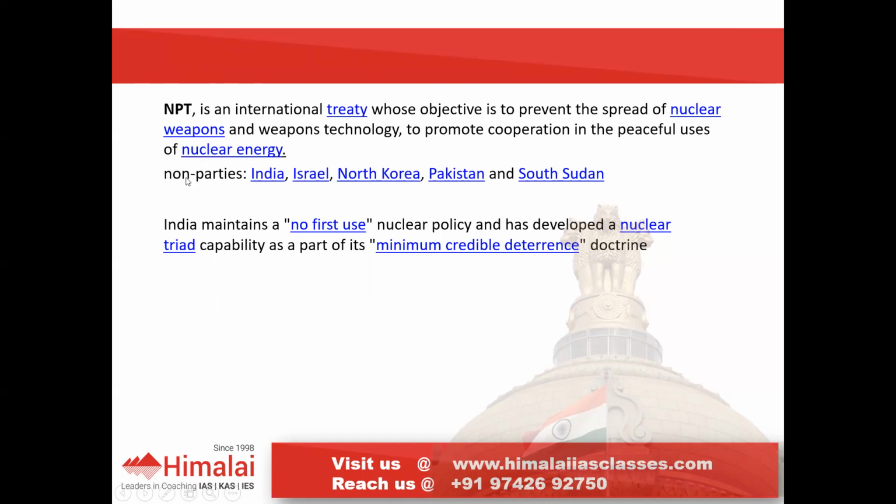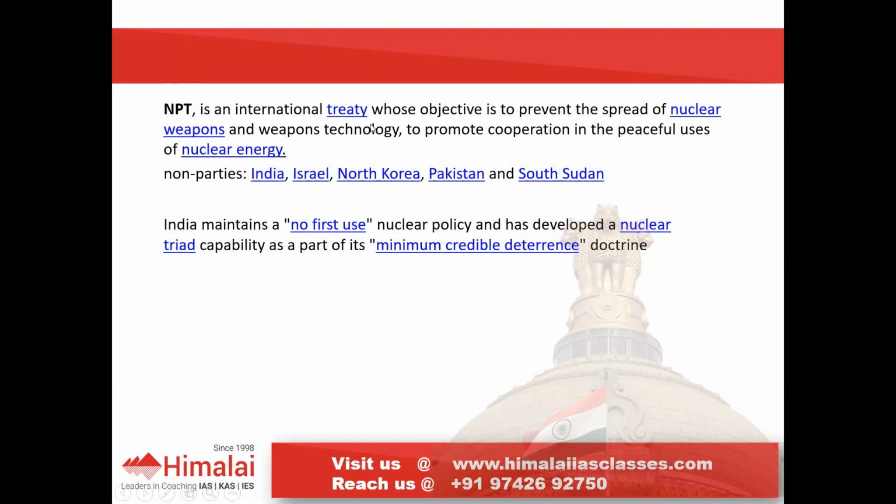Who are the non-parties? Very important. UPSC had asked this direct question. If we had known at that point of time that Pakistan has not signed NPT, and India has not signed NPT, then we would have got that question correct. India, Israel, North Korea, Pakistan, and South Sudan are not parties to this NPT.